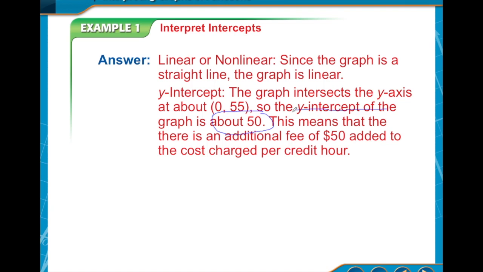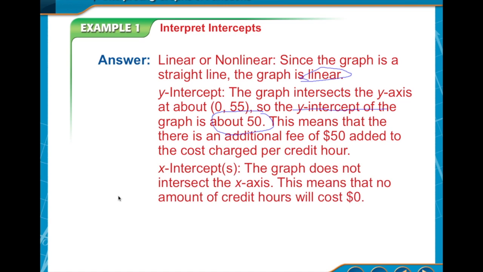So what you need to make sure you have is the y-intercept is 50 and the graph is linear. Those two things for example 1. Hopefully you have the picture down as well, so you can reflect on that at your leisure. As we said before, there is no x-intercept, so don't worry about writing that. There's no value for our x-intercept because our line never crossed our horizontal axis.